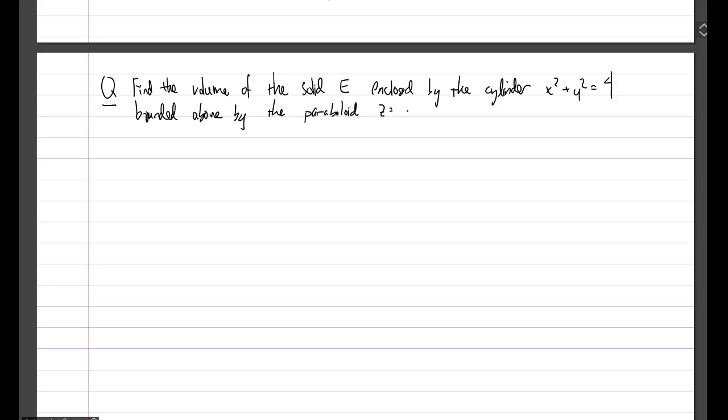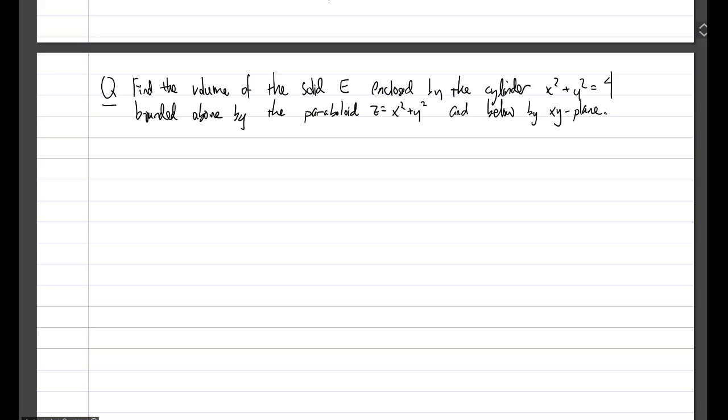Z equals x squared plus y squared. Let's write that a little cleaner. This is getting in the way here. Z is equal to x squared plus y squared, and it's bounded below by the xy plane.